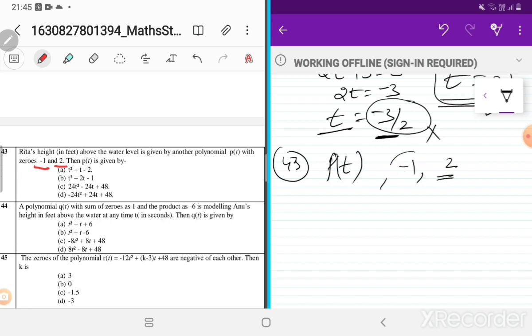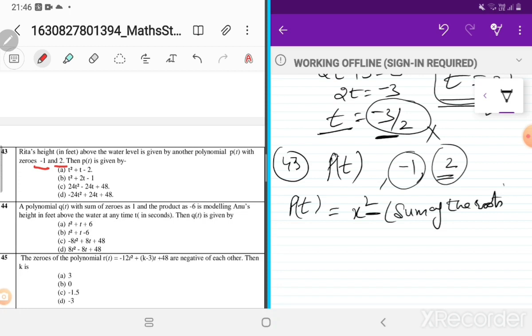We know that if two roots are given, how can we find the equation, how can we find a polynomial? We can write the polynomial according to the formula. I'm just telling you the formula first: x square minus the sum of the roots into x plus the product of the roots.